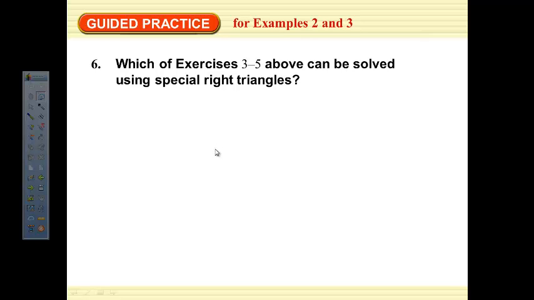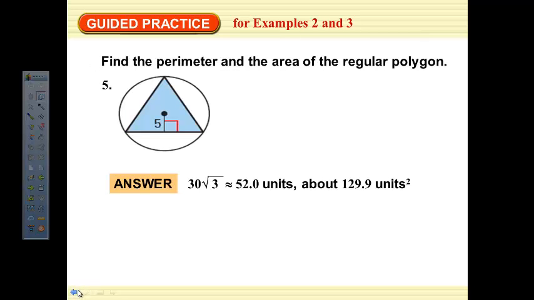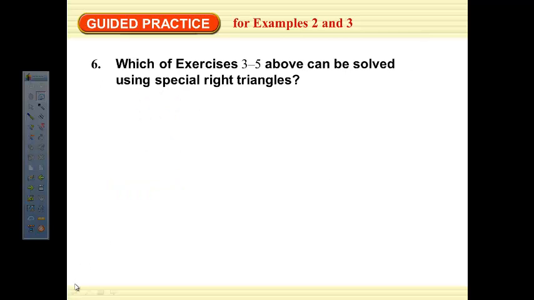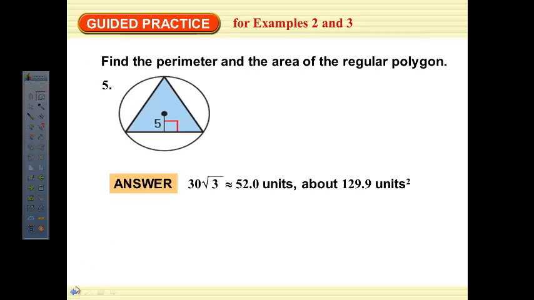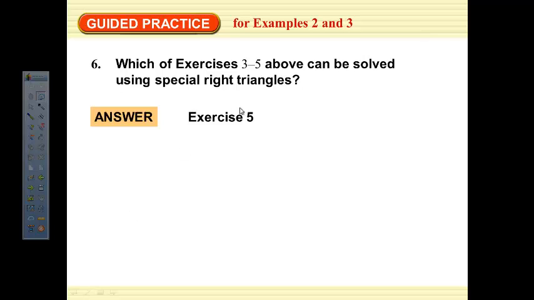In exercises 3 through 5, which ones can be done with special right triangles? That one could be, but the other ones could not be done. Okay, so just exercise 5. And we're done. Thanks.